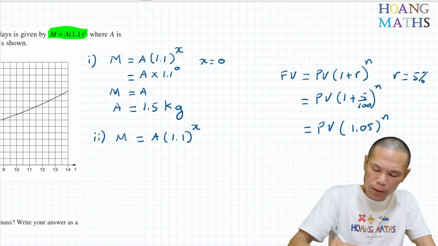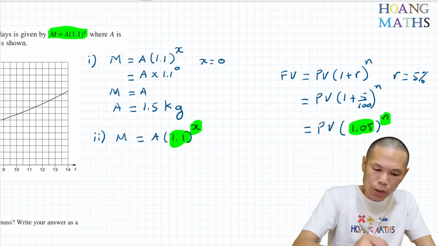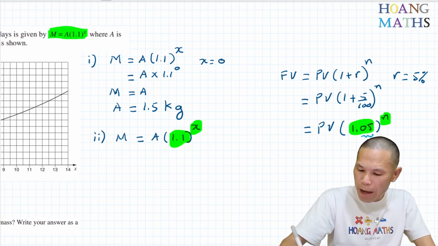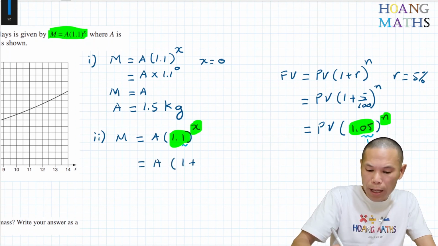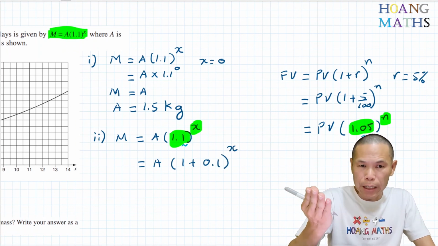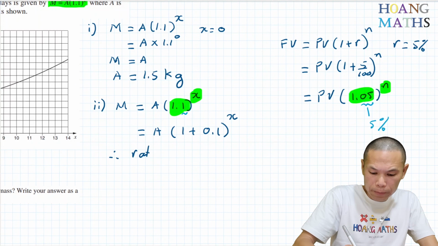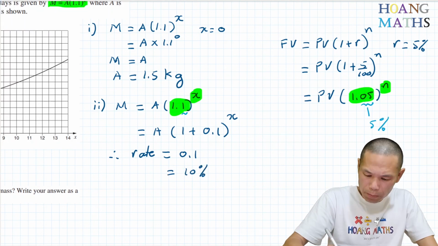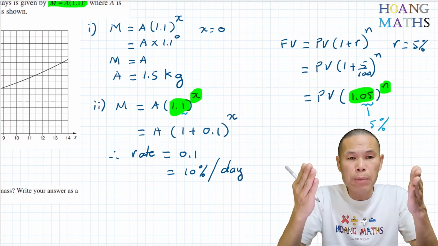So they are similar. Look, 1.1 power of X, and this is 1.05 power of N. So this means that this is 5%. If you think about it, this is exactly the same as 1 plus 0.1 power of X. So 0.1 is 10%, because 10 over 100 is 0.1. So therefore, the rate is 0.1, which times by 100 gives me 10% per day. So there you go, the rate is 10% per day.